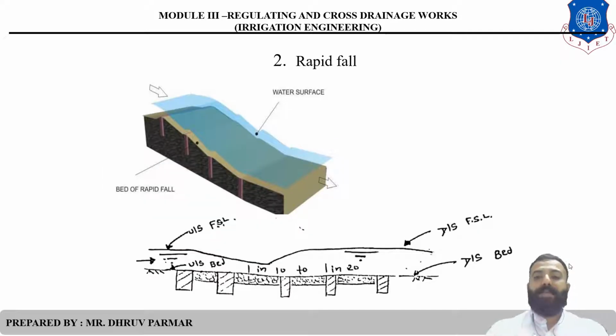The next one, rapid fall. That rapid fall was constructed on the Yamuna Canal by R. F. Crofton. A slope is provided towards the flow, and that slope is 1 in 10 to 1 in 20. The bed of the rapid fall is constructed with rock and some piers, and this fall is not commonly popular due to the very high cost of construction, and also the maintenance cost is very high.